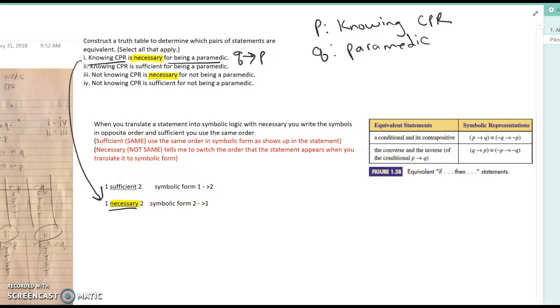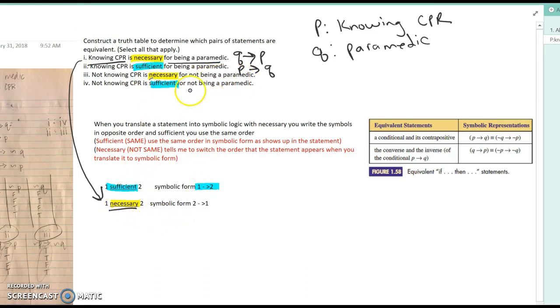Sufficient, the order stays the same. So here we have sufficient, the order stays the same. So knowing CPR, so that's P, is sufficient for being a paramedic. So P implies Q. Not knowing CPR is necessary for being a paramedic, is not necessary for being a paramedic.